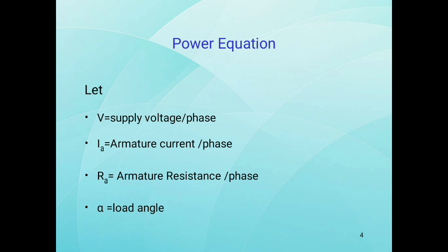V is the supply voltage, that is per phase, and the armature current per phase is Ia, armature resistance is Ra, that is per phase, and alpha is the load angle.